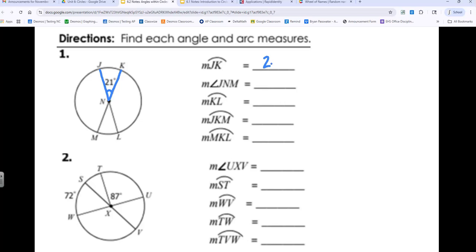It's 21. Right? So if this angle is 21, this arc is 21 degrees. Then we need the measure of JNM. Let me use a different color. Remember that whenever we're naming these angles, we got to go in order. JNM. So we're talking about this angle right here. Any ideas? 159, yes. How'd you get it?